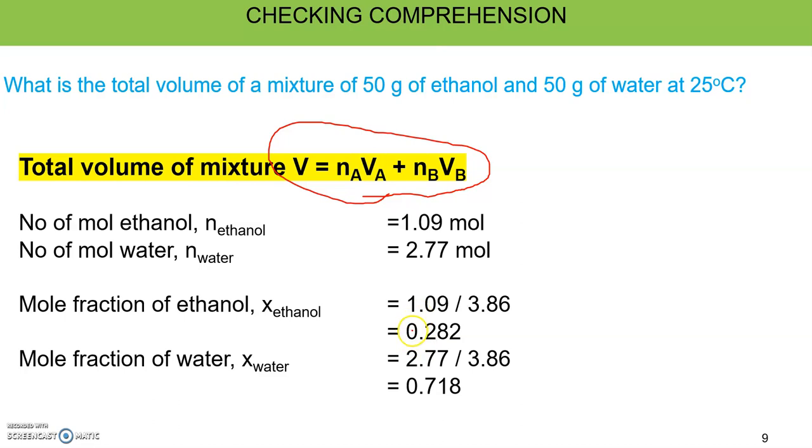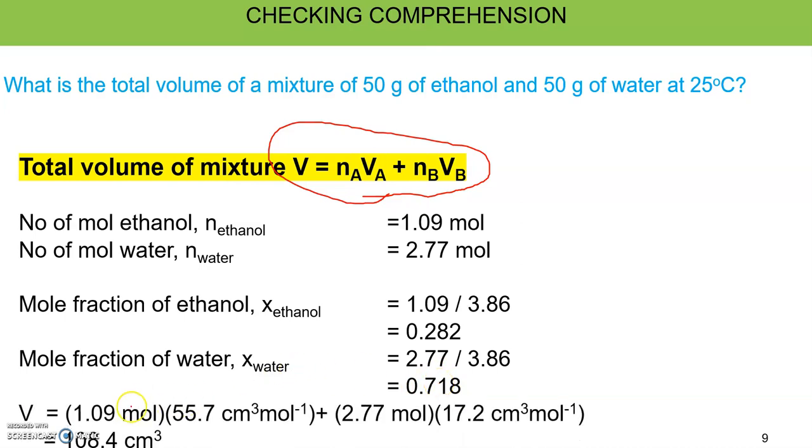And then the mole fraction of water, same formula. We just substitute the different value here, so we will have 0.718 as the mole fraction of water. And if you want to find the volume, we use the formula, and here we will have this one. So the total volume of the mixture is 108.4 centimeter cube.